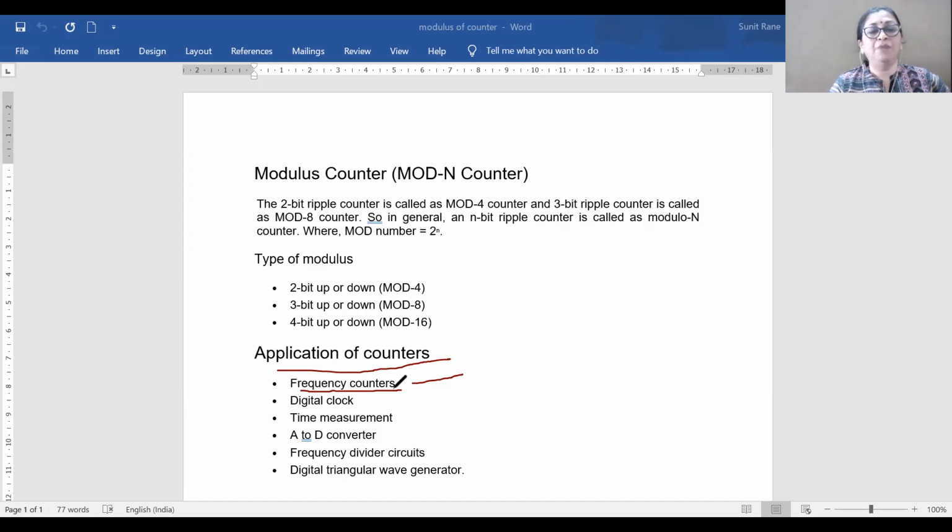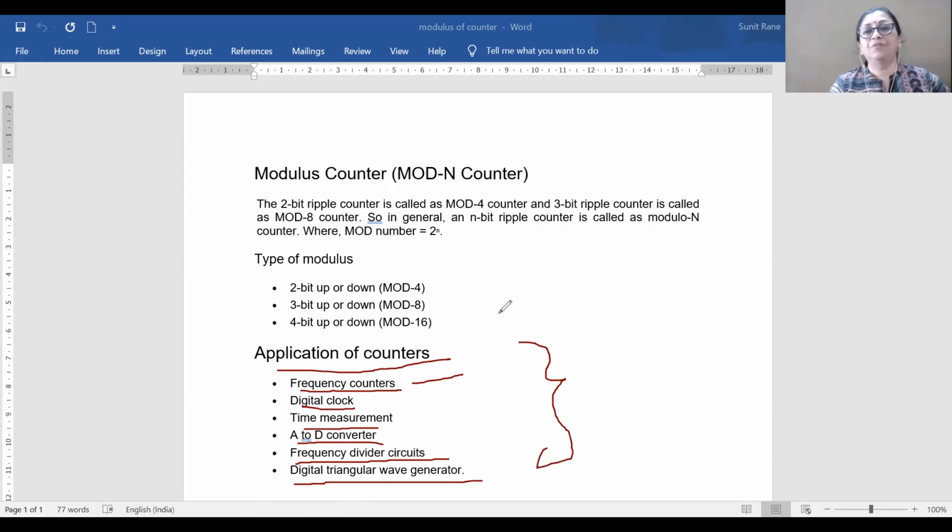So in this way, it can be used as a frequency counter. It can be used as a digital clock. It is used for time measurement. It is also used in analog to digital converters. As I told you, it is used in frequency divider circuits. It can be used to generate triangular waves. So these are some of the applications of the counter.